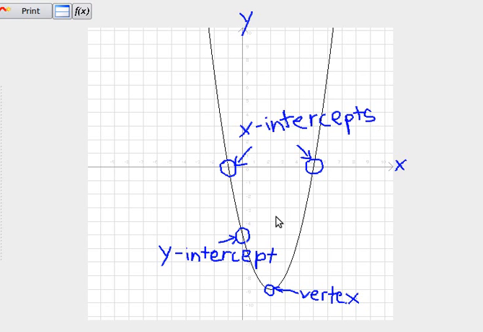Okay, so let's go over this again. This is the vertex. This is the lowest part because it's opening up. If this parabola was opening down, the vertex would be the highest part. And the y-intercept is where it crosses the y-axis, and the x-intercepts are where it crosses the x-axis. Now notice something. In a quadratic function, you either have a parabola that opens up or it opens down. In this case, we're not going to be dealing with parabolas that open to the right or to the left. It's always going to be up or down.